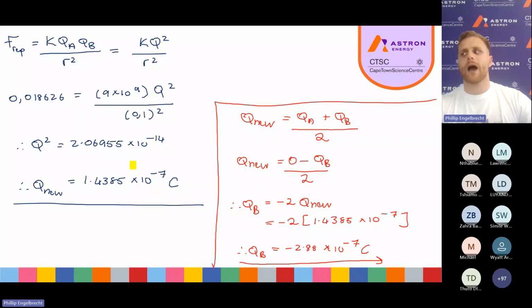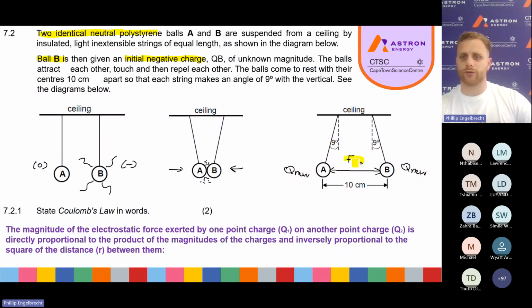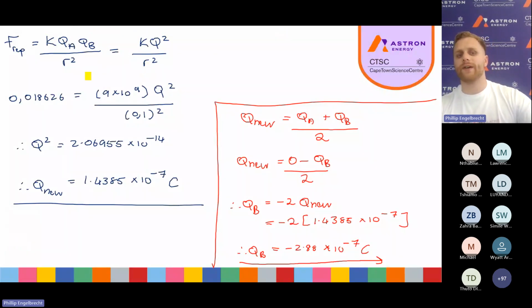Anyways, then I said, okay, I know the force of repulsion between the two spheres. I also know that these two charges are the same. What can I do now? What I can do is figure out the value of this new charge because I also know the distance. So that's what I did for my second part. I figured out, okay, what is this new charge on each sphere? And I got this 1.4 times 10 to the power of -7 coulombs. Now I say, okay, that is the value for my new charge on each sphere.